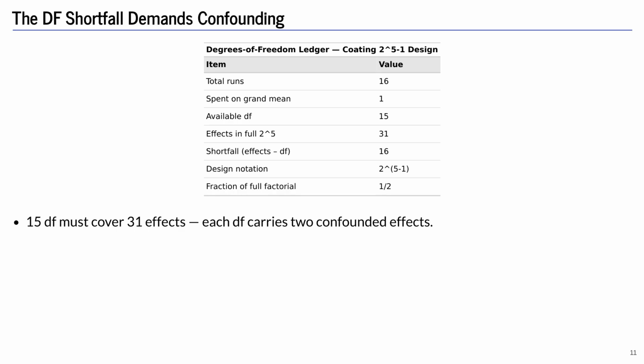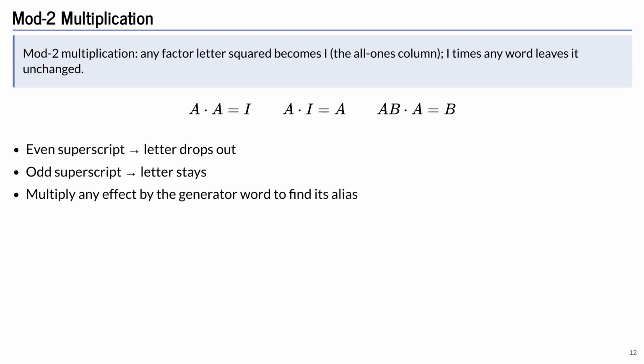That is controlled by the generator. Before we can work with generators and alias structures, we need one piece of arithmetic. When we multiply effect labels together, we use mod 2 rules. The key rule is this: any factor letter squared becomes I, the identity, the all ones column, and I times anything leaves it unchanged. So A squared equals I. A times I equals A. And A times B times A equals A squared times B, which equals I times B, which equals B.